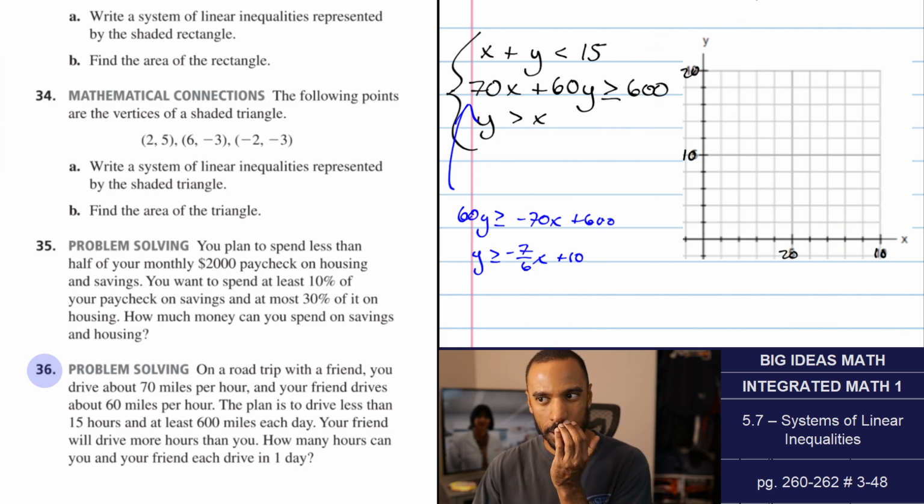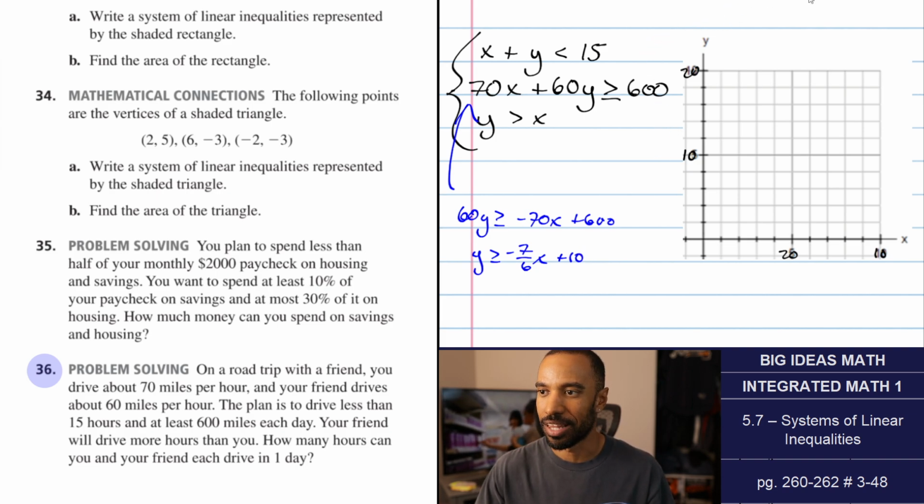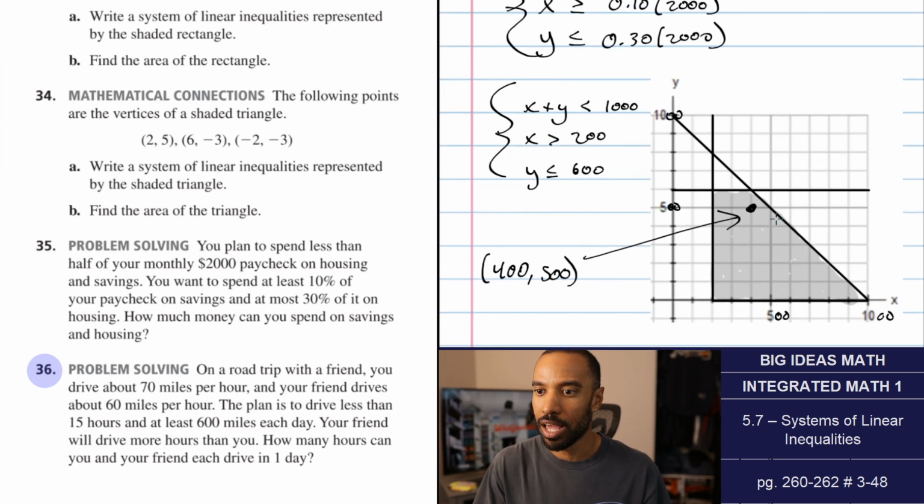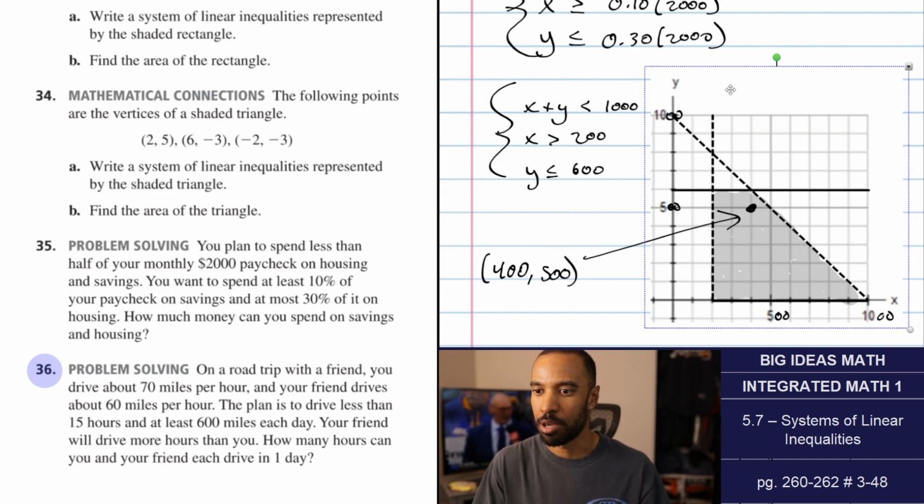So the first one I'm going to do, x plus y is less than 15, looks like it's a dotted line. Oh, did I do a dotted line for this one, by the way? I didn't. I'm so sorry. This last one should have had a dashed line here and a dashed line here. I apologize.